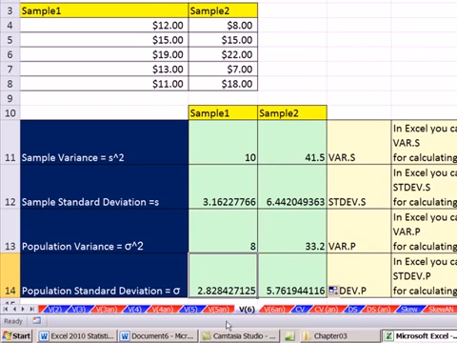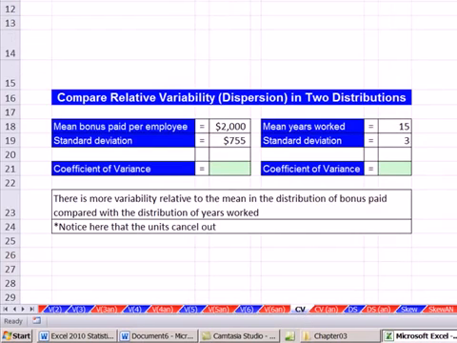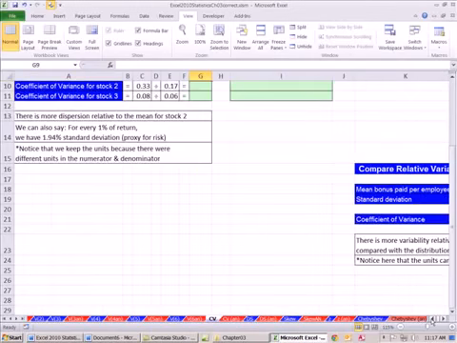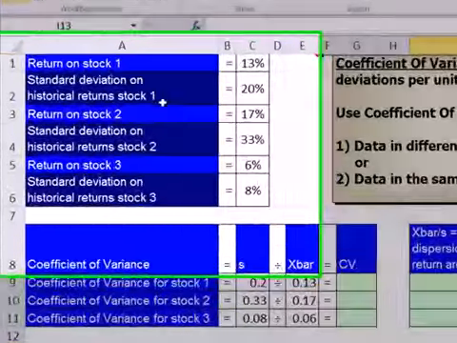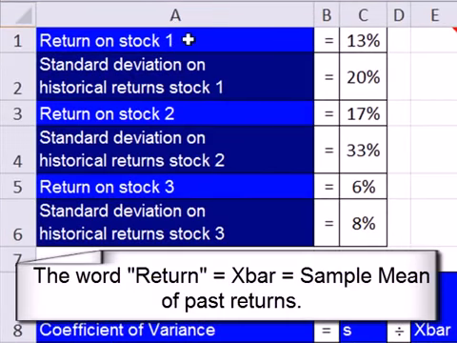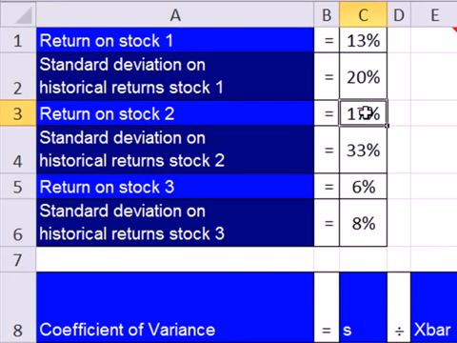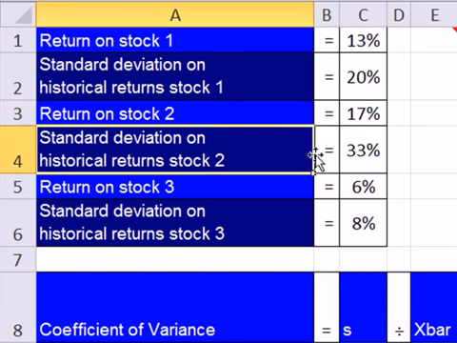Now, one last tab. We want to go to CV for coefficient of variance. And we want to talk about our last measure of variation or dispersion. Let's look at a situation here. We have stock return on 1, 13%, and the standard deviation is 20. Stock return 2, 17. Wow, that looks much better. I'd rather have 17% return over 13. Oh, and then standard deviation.